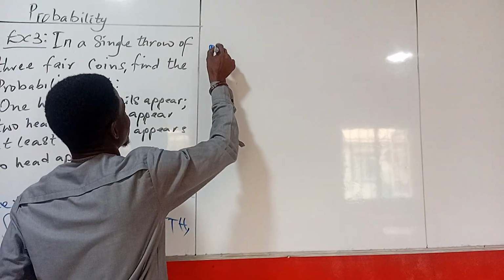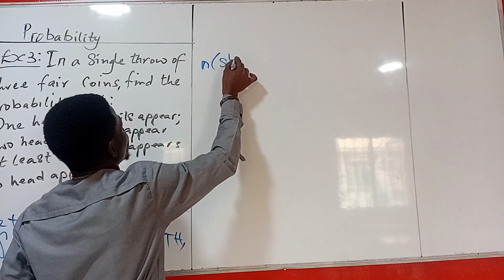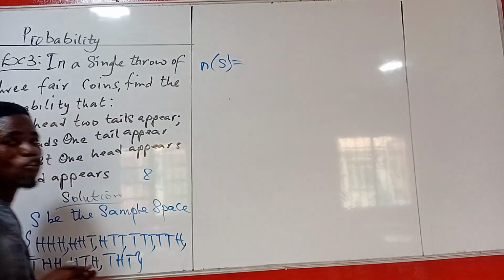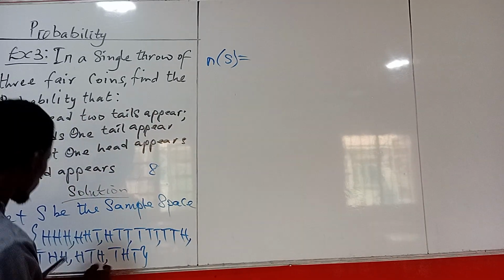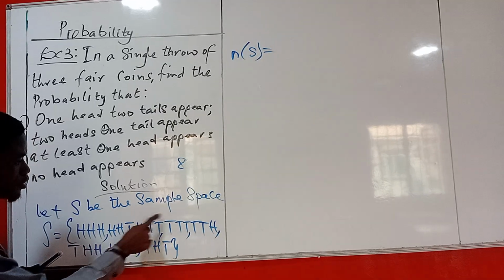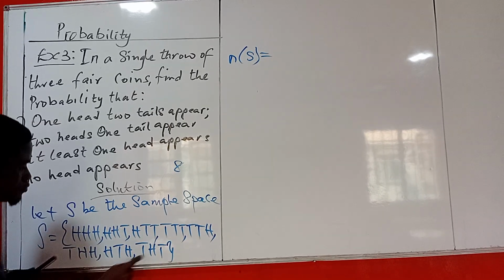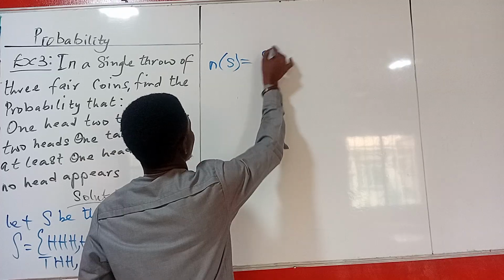Now, how do we get the cardinality of this one? What do you mean by cardinality? That is the number of elements in the sample space, which is 1, 2, 3, 4, 5, 6, 7, 8. So we are going to have 8.